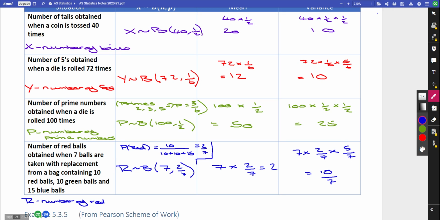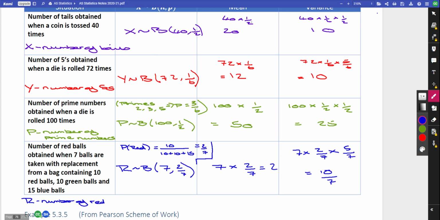And then with this bottom question here, we've got a total of 35 balls in a bag and 10 of them are red, so it is 10 out of 35, 2 out of 7, the probability of getting a red, and our sample size is 7, so that's where that's coming from. So please make sure you understand how to do the first bit.